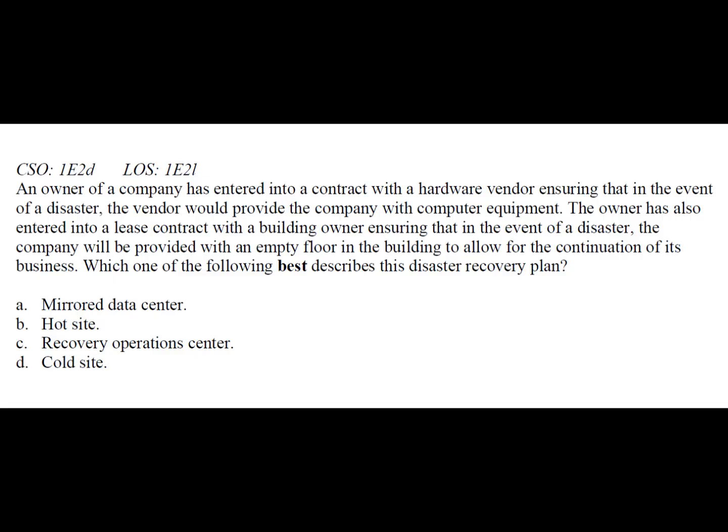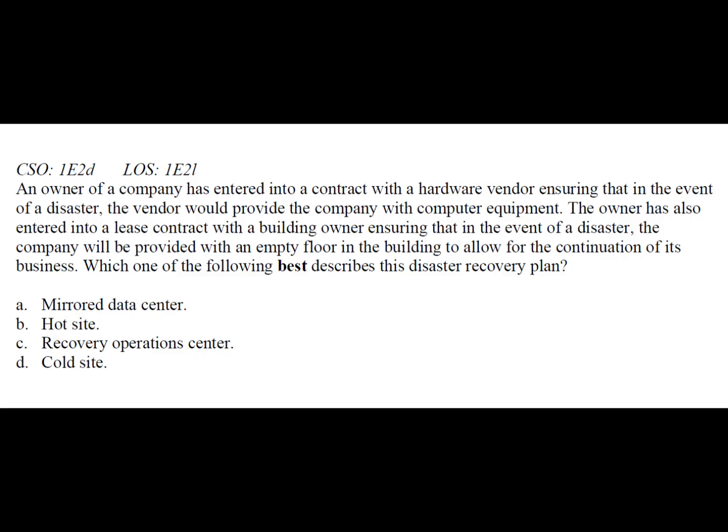A mirrored data center is a fully synchronized duplicate facility that can immediately assume operations. A hot site is a fully equipped backup location with hardware, software, and communications already installed and ready for immediate use. A cold site, however, is simply a location with basic infrastructure, such as office space and utilities, where equipment must be installed before operations can resume. In this scenario, the company has arranged for empty office space and a separate agreement for hardware delivery after a disaster. Since the backup location is not already equipped with computer systems, the arrangement most closely resembles a cold site.